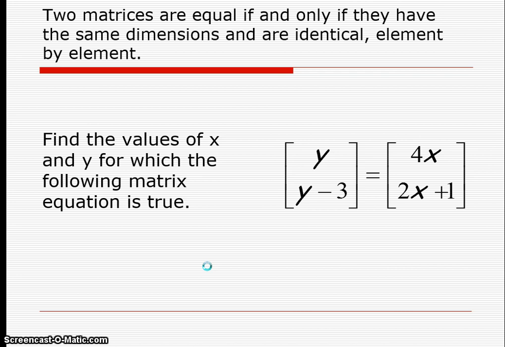Right, 2 matrices are equal if and only if they have the same dimensions. So first off, in this case, this one is 2 by 1, 2 rows, 1 column. This is also 2 rows, 1 column. So they have the same dimensions and they are identical element by element. So if I'm trying to figure out what numbers my x and y needed to be in order for these to be considered identical, then that would mean that y has to equal 4x and y minus 3 would equal 2x plus 1. And that's just like a system of equations that you could solve with substitution, elimination, graphing.